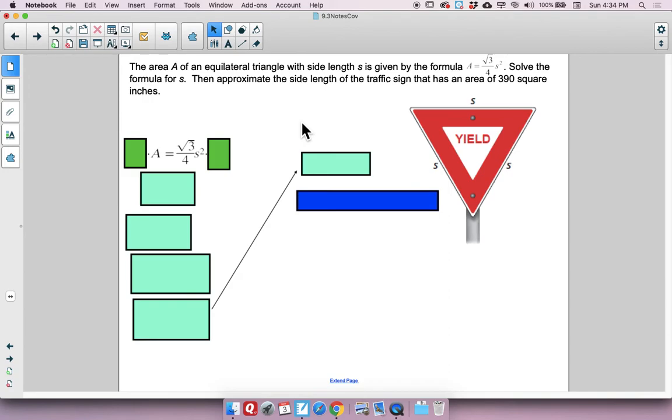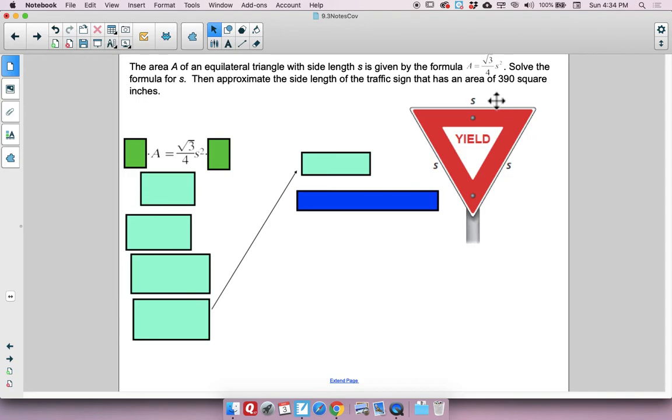Anyway, the area A of an equilateral triangle with side length S, notice S, S, S, right? Because it's an equilateral triangle. All sides have the same length. Is given by the formula area equals square root of 3 over 4 S squared. And when you get to geometry, particularly those of you that take honors geometry, you'll actually prove why this is the case. I think probably everybody will do it. But that is an actual formula. If you don't trust me, go ask the honors geometry students. They'll tell you they know it.